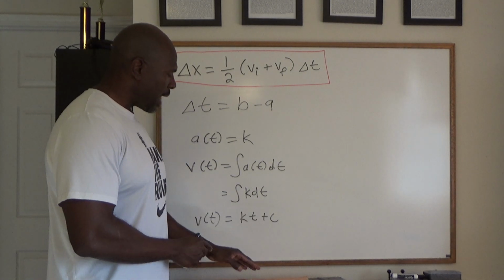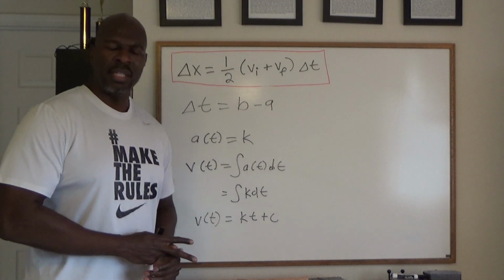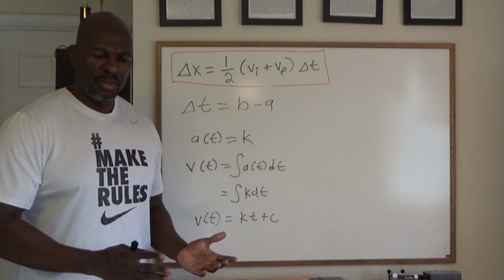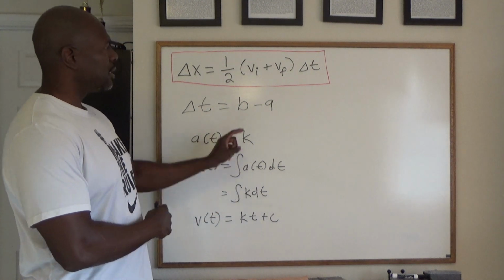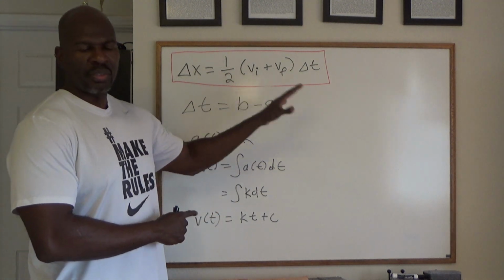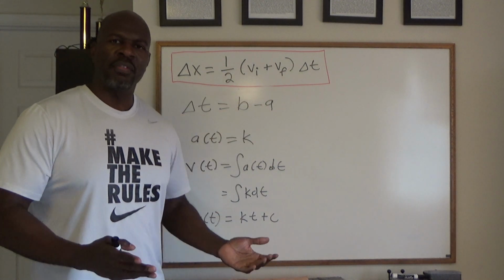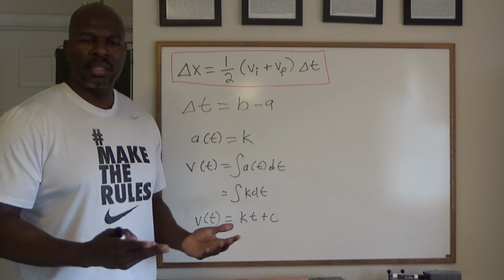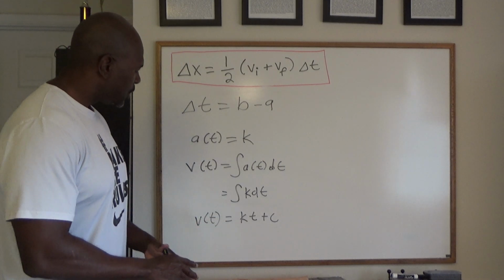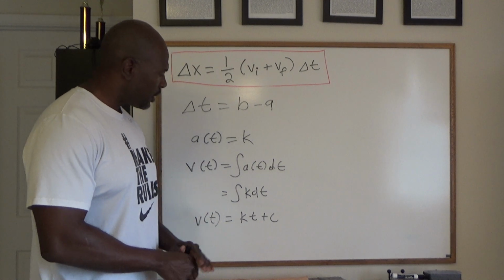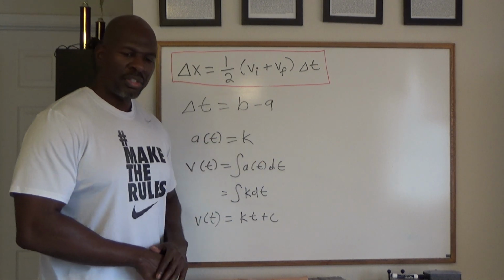Now, c is actually the velocity at time t equals 0, but don't confuse that with the initial velocity, because the initial velocity as given in the situation doesn't necessarily have to be when t is 0. It could be when t is any particular number. So this is my velocity function, and this is my acceleration function.